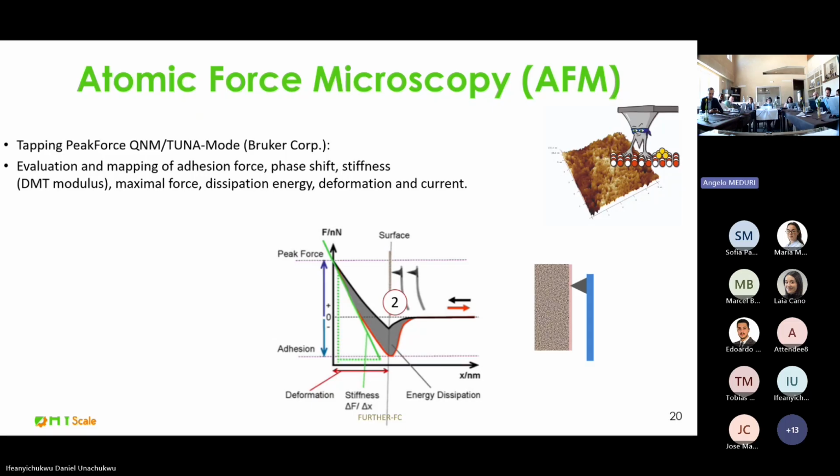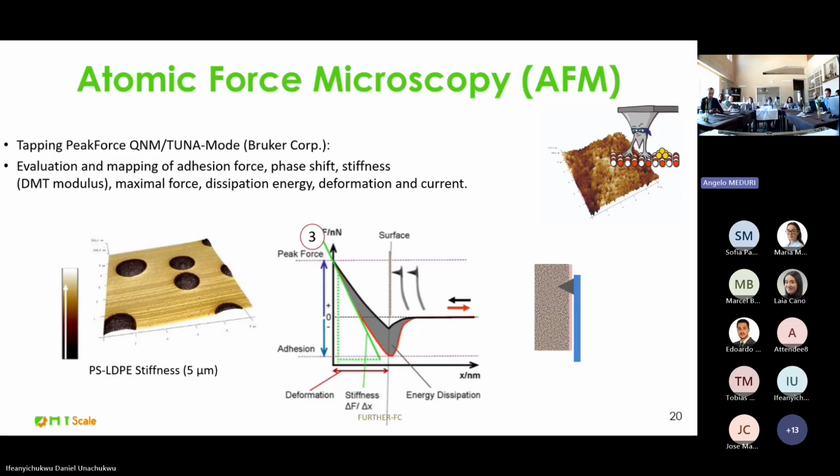So you have the first contact with the surface, then you press until a maximum force. And when you retract, you can fit that curve and get the stiffness of the materials. In that case, it's a standard sample with polystyrene and low density polyethylene, showing the stiffness differences between these materials, and you get really nice contrast between them.